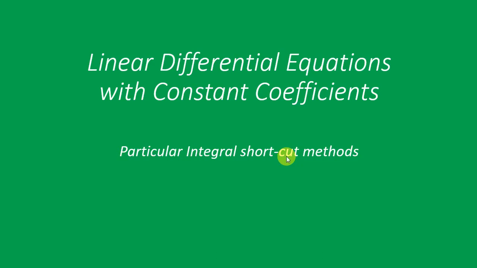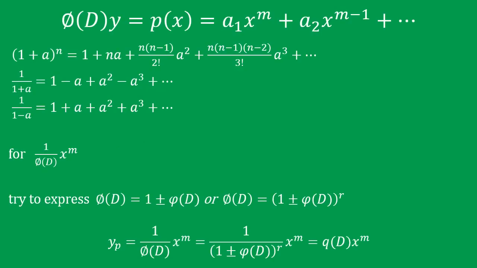Hello students, in this video we will see how to use the shortcut method when we have the right hand side f of x as a polynomial in x. Okay, so phi of D operates on y is equal to p of x, where p of x is this polynomial a1 x raised to m plus a2 x raised to m minus 1 and so on. So here we will require some results.